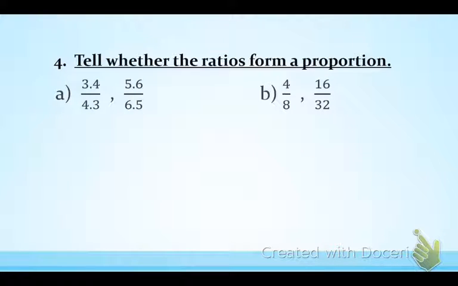This is asking us a different kind of instruction. It asks to tell whether or not the ratios can form a proportion, as in, can they be equal to each other? So what we're going to do is take the 3.4 and multiply it times that 6.5, just like we would with cross products. Guess what we're going to multiply the 4.3 by? 5.6.